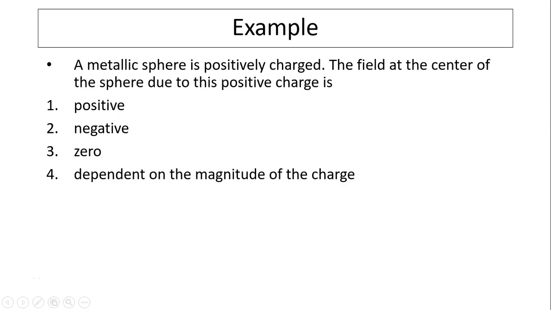Let's take a look at this example. A metallic sphere is positively charged. The field at the center of the sphere due to this positive charge is 0.